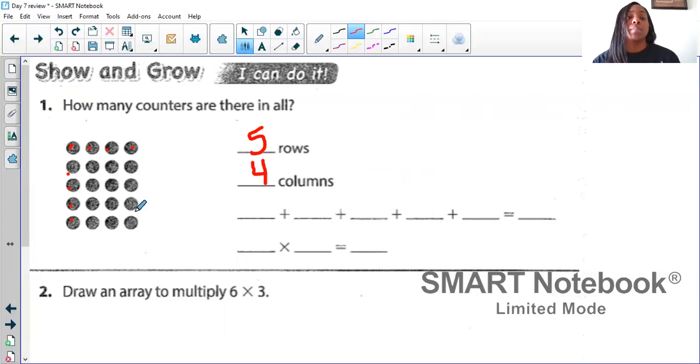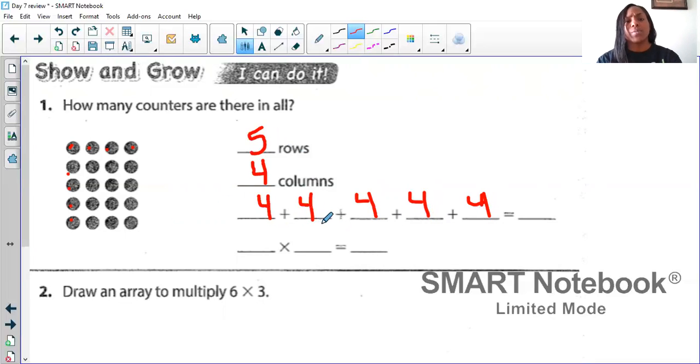Very good. Now, I've got this repeated addition thing again. What should that look like? I should just do, that's right, 4 plus 4 plus 4 plus 4 plus 4. So why did I do that many 4s? Because how many are there? 5 rows of them. So 1, 2, 3, 4, 5.